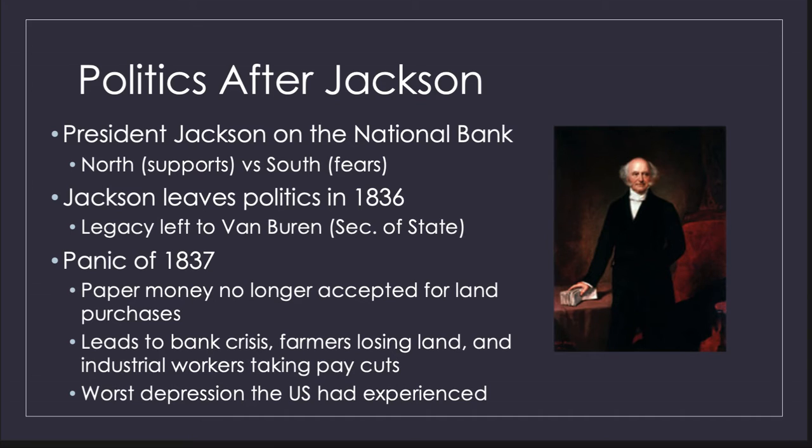Now, without the National Bank, we have no regulation of the debt, we have no regulation of the money supply, we have no regulation of loans being given out at the state and local level, because there is no federal control. So when Jackson leaves politics in 1836 and his successor, Martin Van Buren, who was his Secretary of State, becomes president, Van Buren is immediately met with the Panic of 1837.